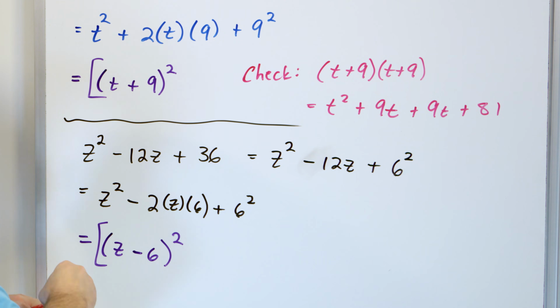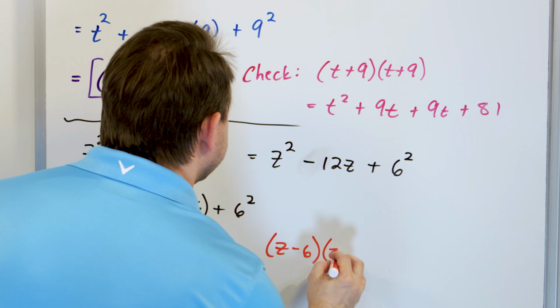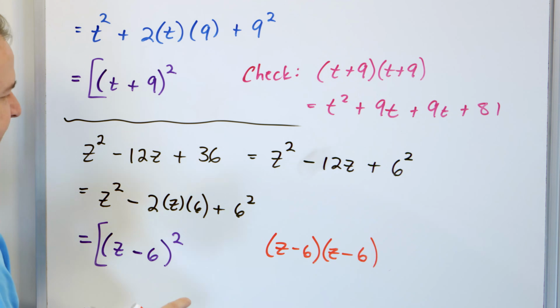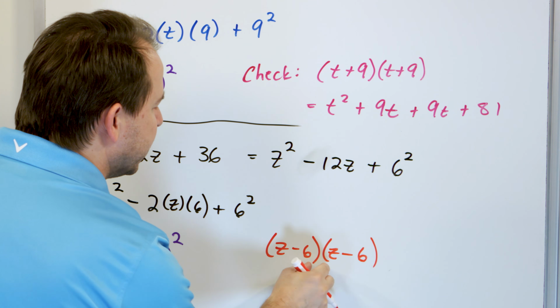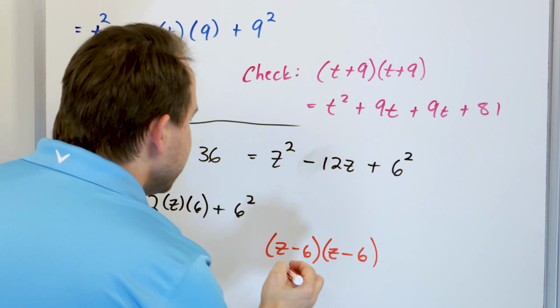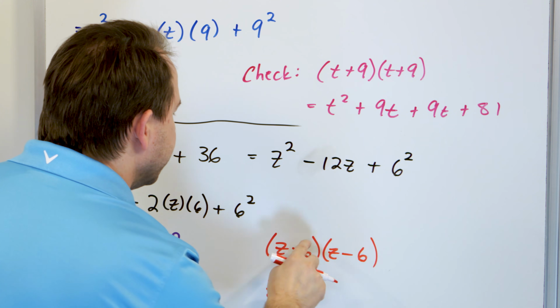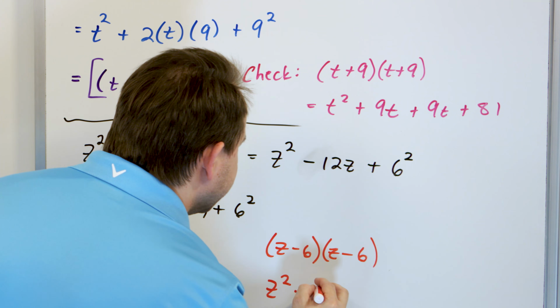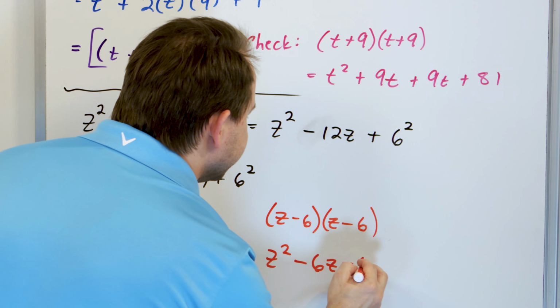Now, if you multiply this out, you'll have z minus 6 times z minus 6. And you can see the first terms are going to give you z squared. You can see the last terms, negative 6 times negative 6, will give you a positive 36. Now the interior terms, let's just write it like this. Z squared, which is this one. Then you have z times negative 6, which is negative 6z. Then you have this one, negative 6 times z, is negative 6z.